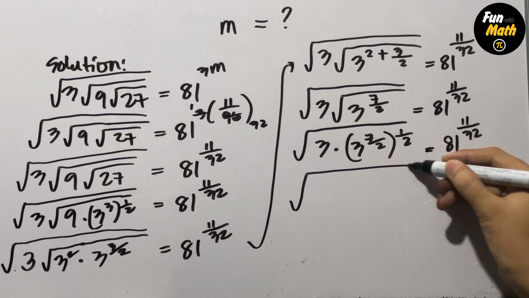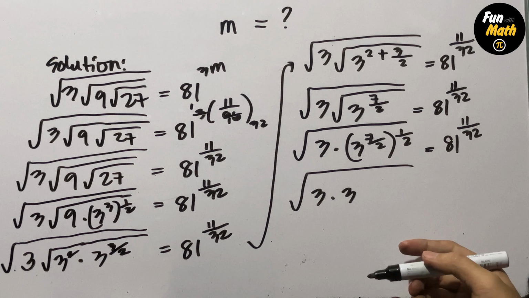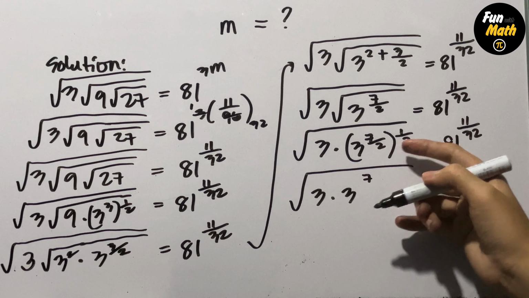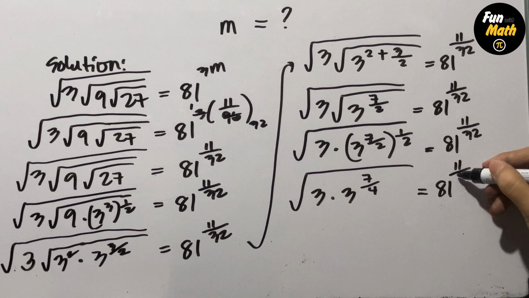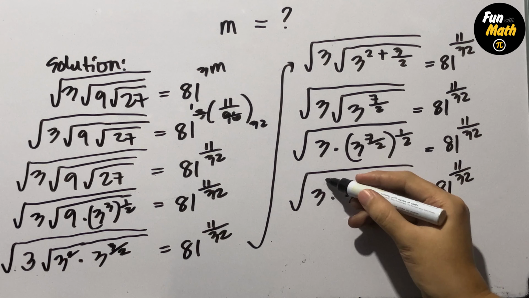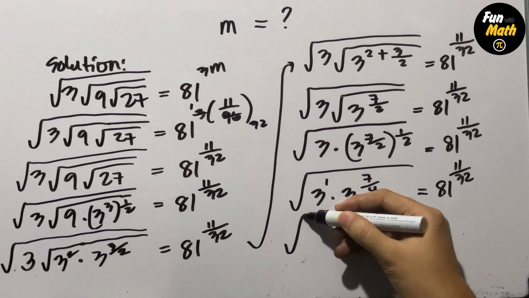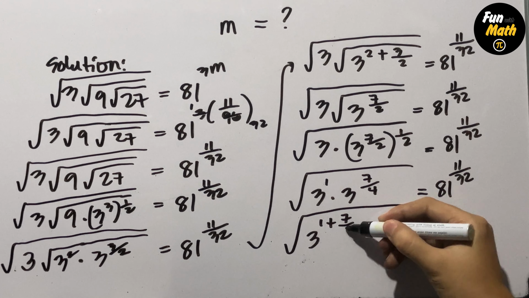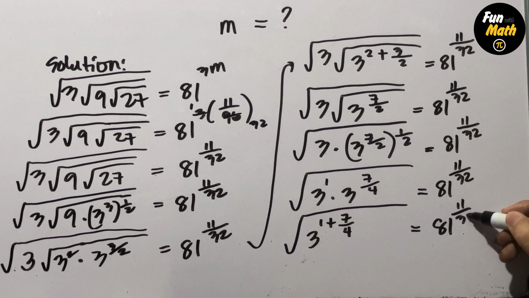Now this is square root of 3 times 3 to the power of, power to a power. Let's multiply. 7 times 1, that is 7. 2 times 2, that is 4. Equals 81 to the power of 11 over 32. Now, they have the same base, and we have a constant power of 1 here. That means we can add the power. So this is now square root of 3 to the power of 1 plus 7 over 4 equals 81 to the power of 11 over 32.